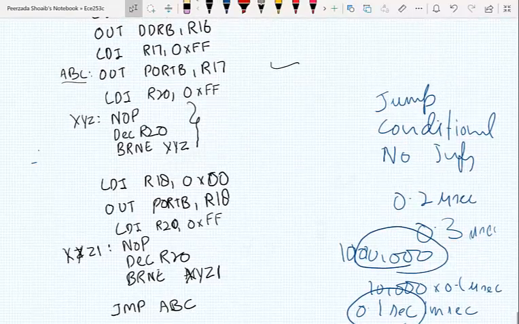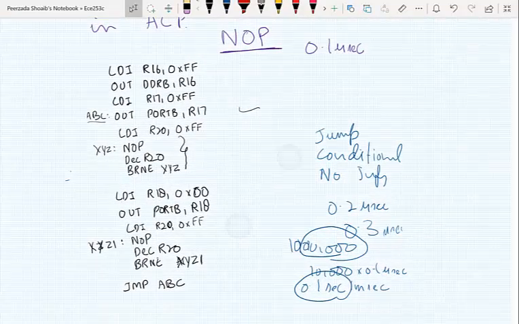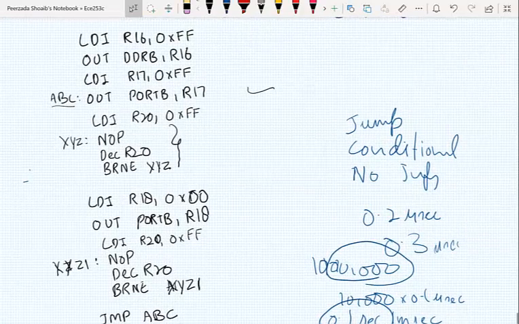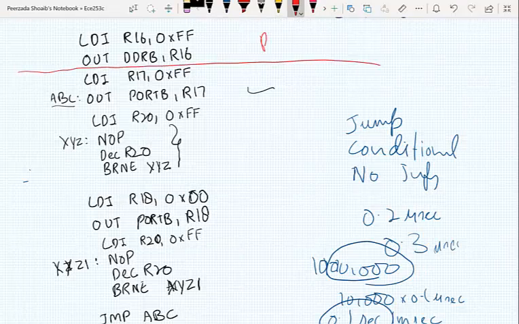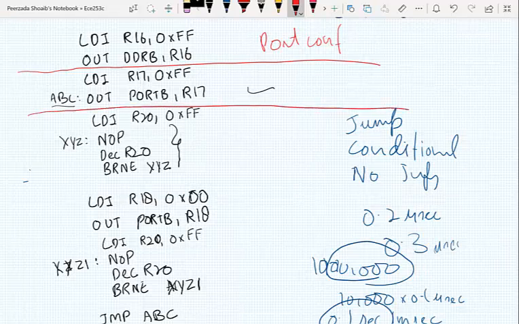So this is my whole program. I am configuring the port. Here I am doing the port configuration. Then I am turning the LED on. LED is on. Then I am incorporating this delay here.